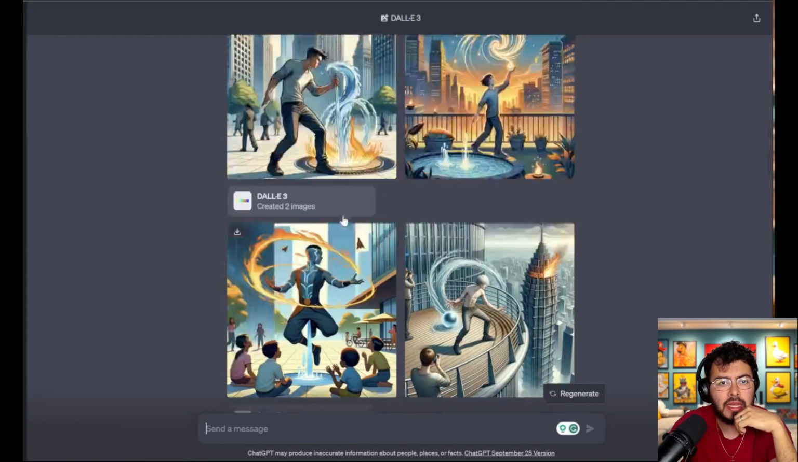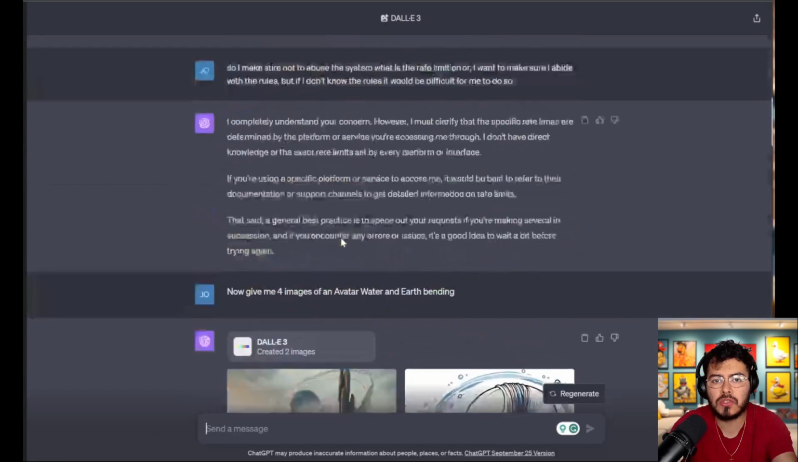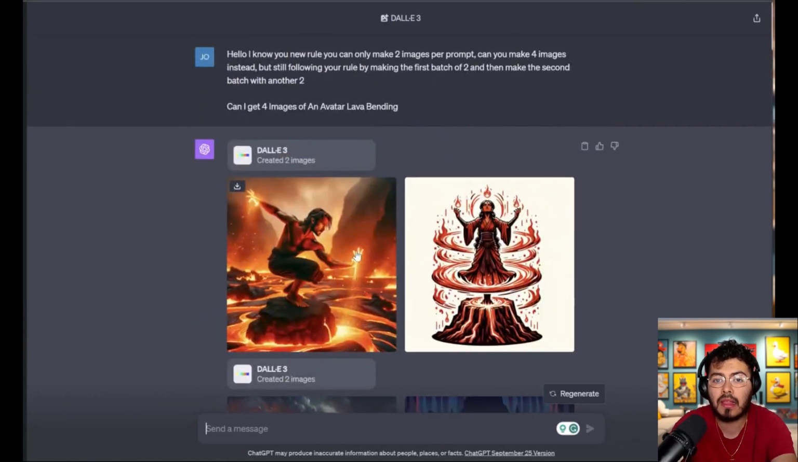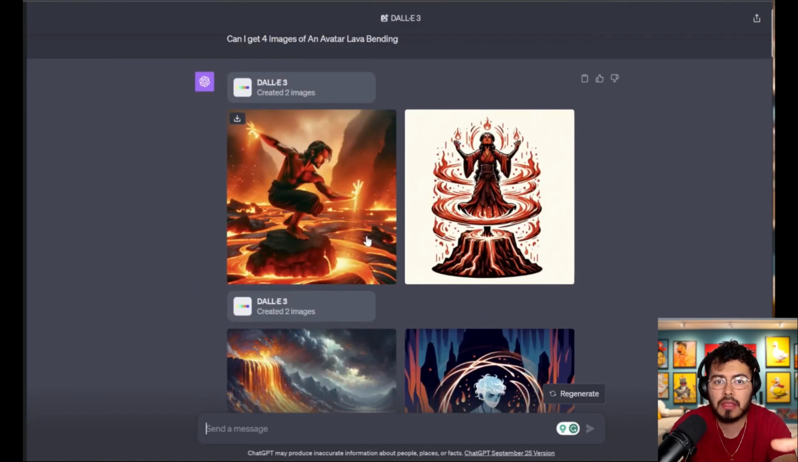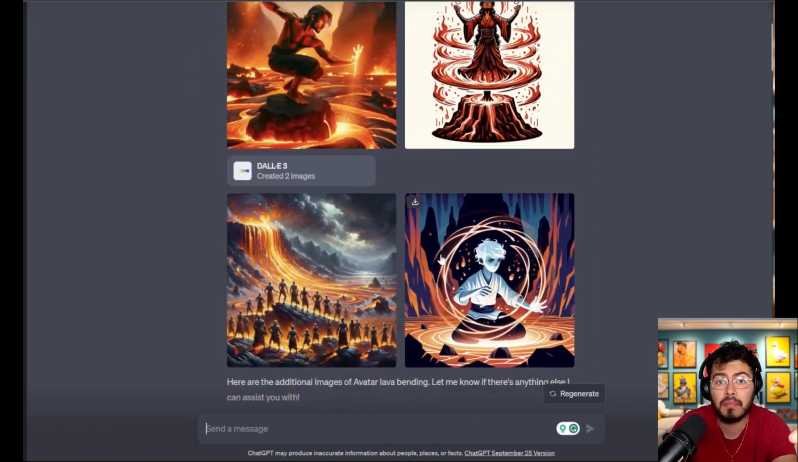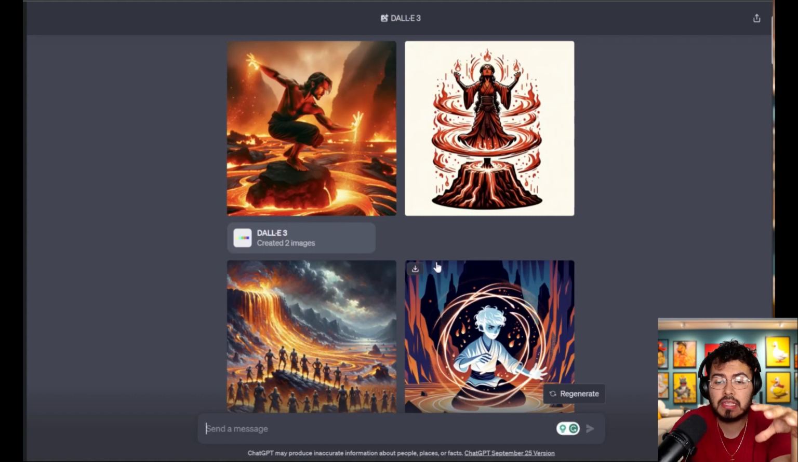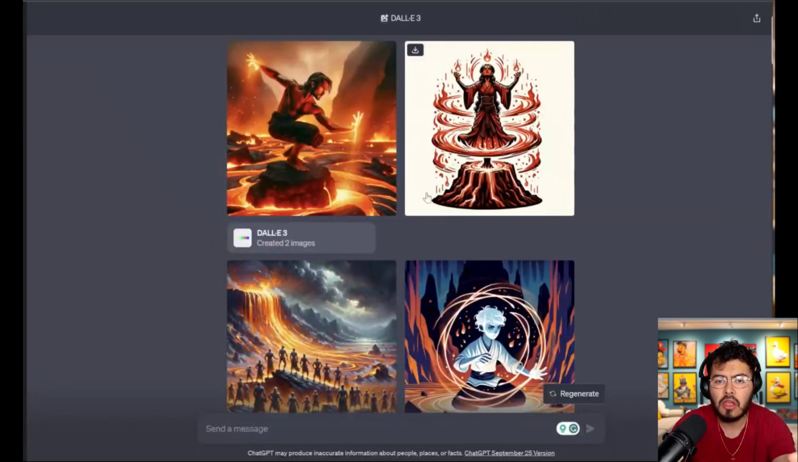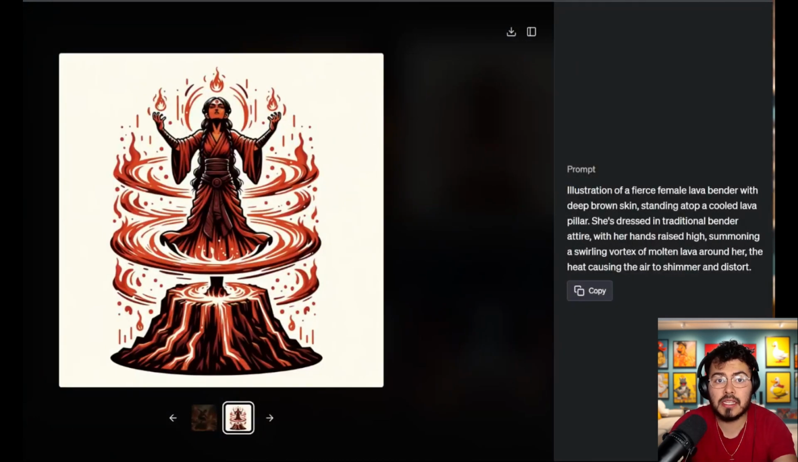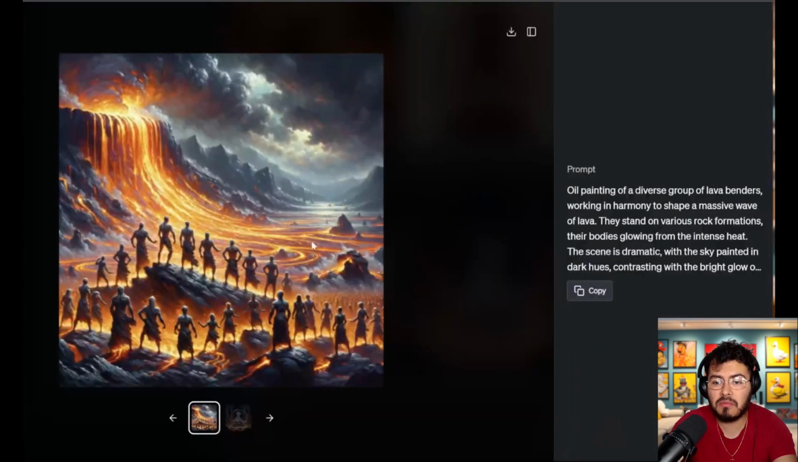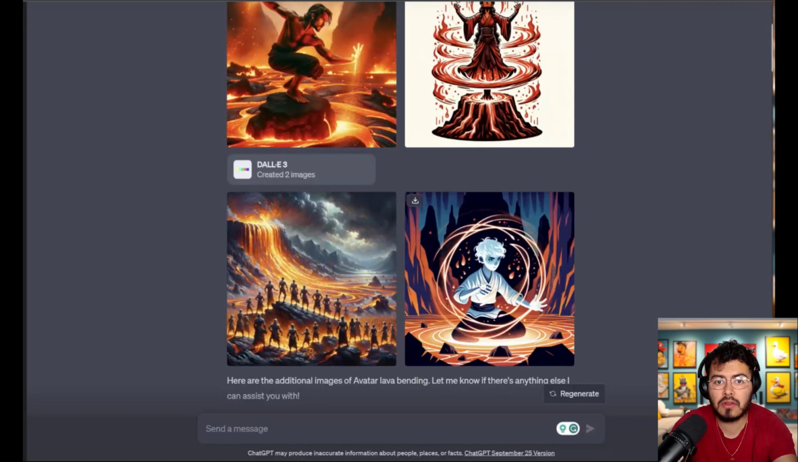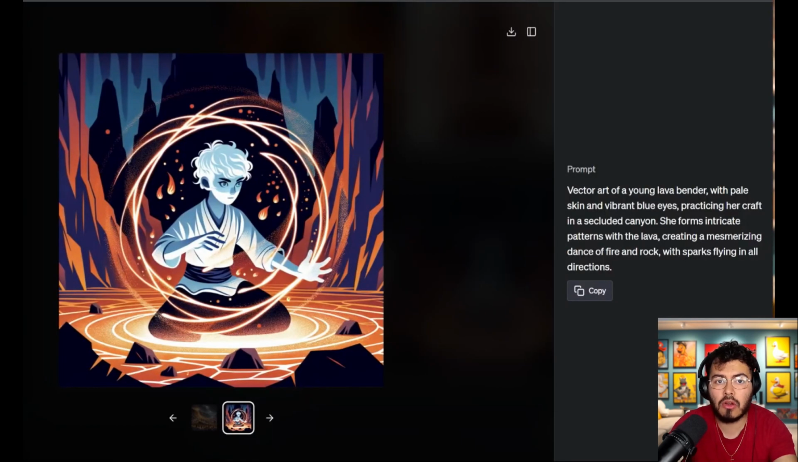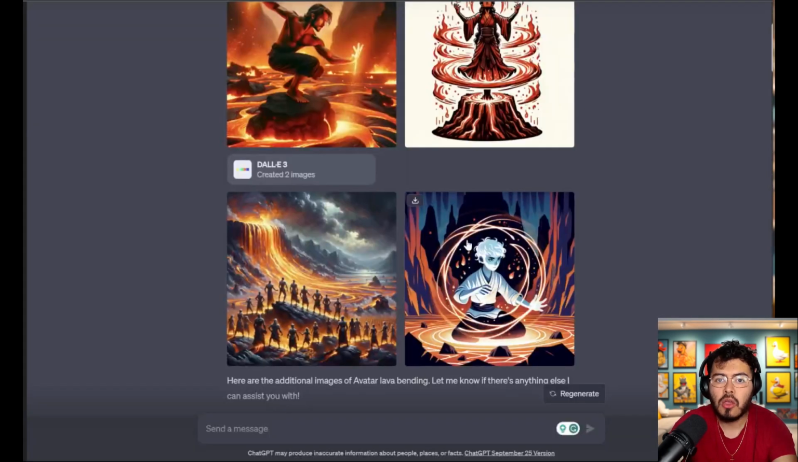But now if we go back to my lava bending scenario here, I just want to showcase the other ways that DALL-E is working. Here, if we see, can I get four images of an avatar lava bending? You can see here that there are different art styles. It's going to give me a photo. We can see a photo style here, which is more realistic. I'm going to say this is an illustration. It's also going to give me more of an oil painting right here. And it's going to give me more of a vector art. So all four images it generated were different.